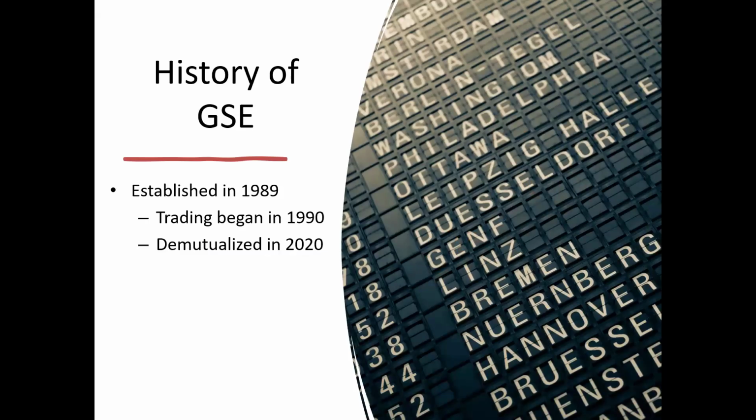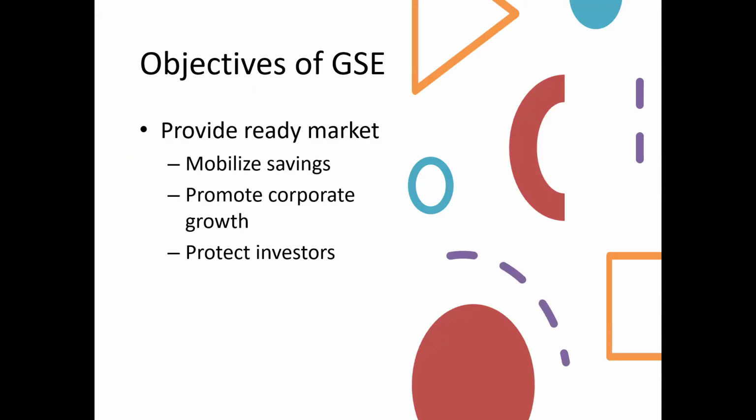Now we go to the history of Ghana Stock Exchange. It was established in 1989. Then it began trading in November 1990. Initially it started as a private firm. Then later they converted to public, and so it became Ghana Stock Exchange PLC. Okay, so that is the history of Ghana Stock Exchange.